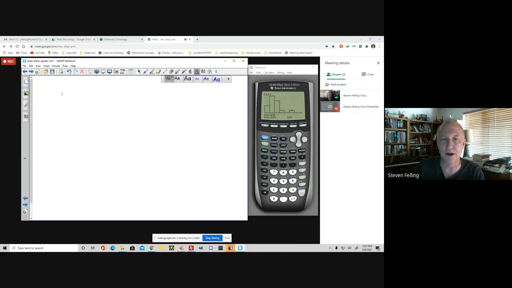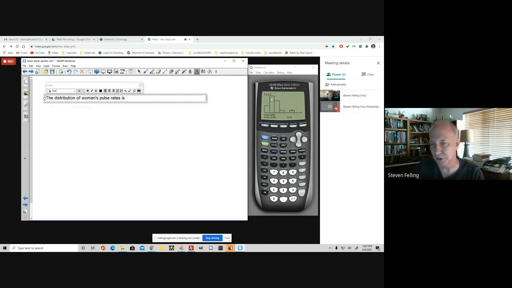I'm going to make a paragraph that describes this data, and I'll say the distribution of women's pulse rates is, and the first thing is I'm going to include something now that addresses the shape. So to me, this shape looks skewed right? There's a tail off to the right. So I'm going to say is skewed right. That'll be my sentence that covers the shape part of shape, outlier, center, spread.